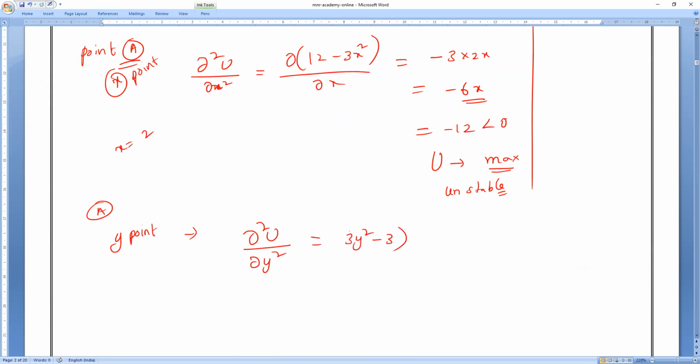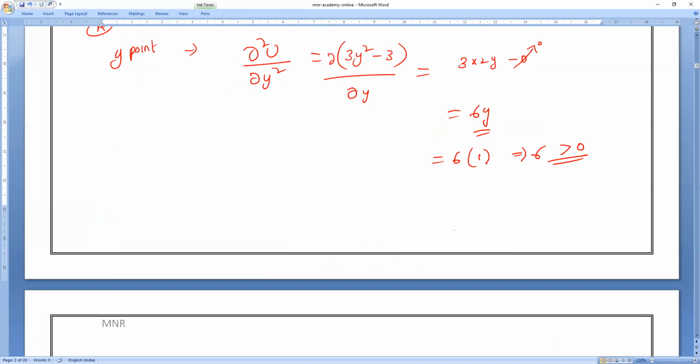3y square minus 3, divided by dy. So this is the double differentiation. So this turns into 3 into 2 into y minus 0. The constant is not required. So totally how much will come? 6y. So 6y means 6 into the y value, which is how much? 1. So it is equal to 6. Is 6 greater than 0 or less than 0?